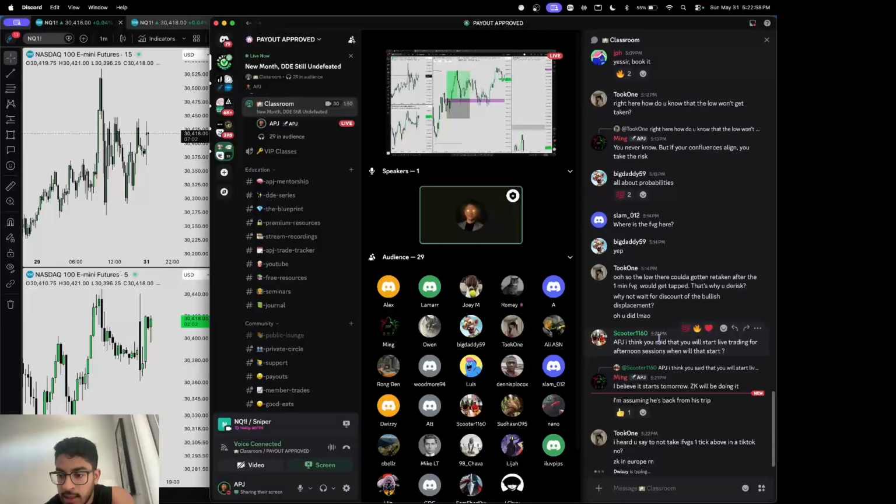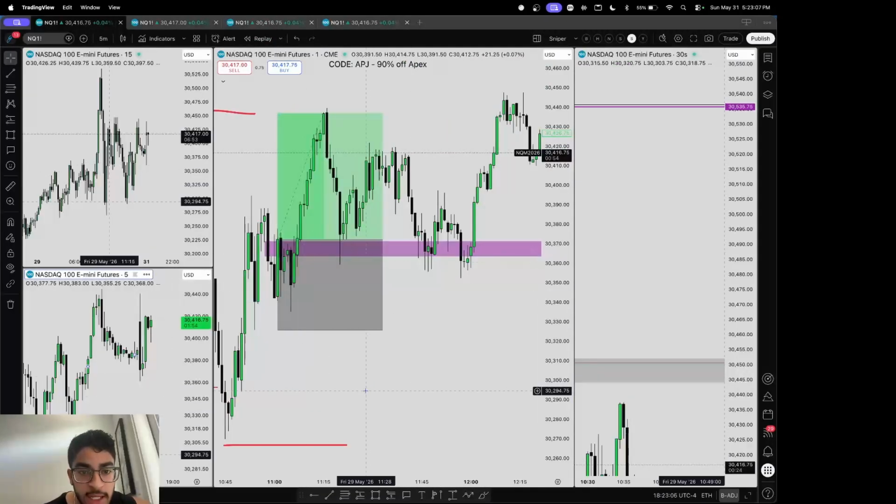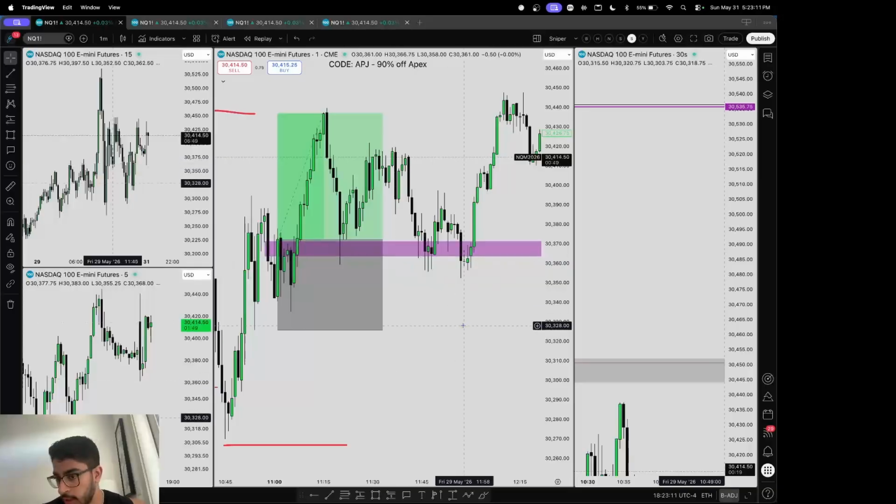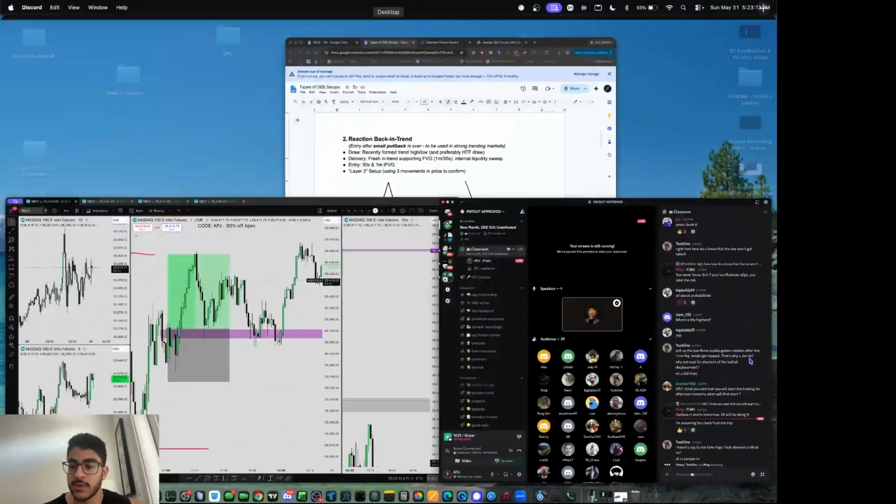You heard me say not to take IFVGs 1 tick above. No. I said to take IFVGs that are 1 tick above. I said not to take edge closes. Right, when we close directly at the edge, that's not an inversion. We're still within those FVG parameters. But when we close a tick above, that's an inversion.